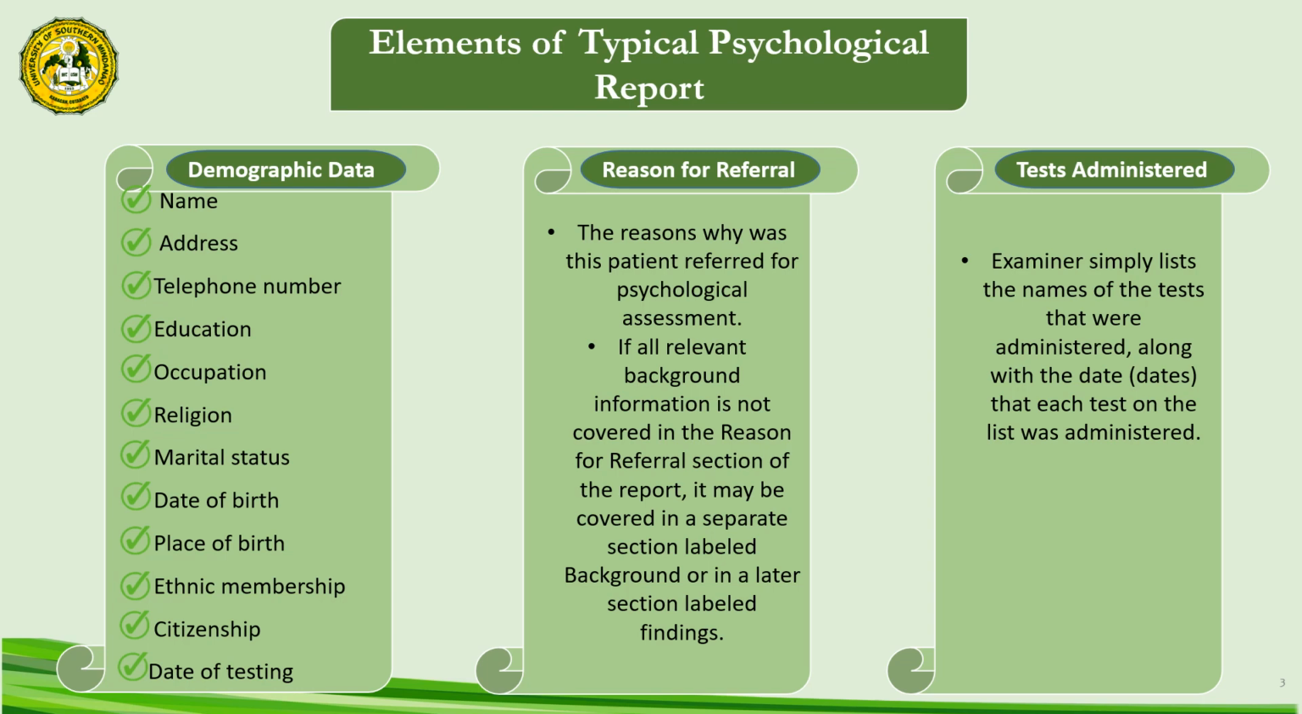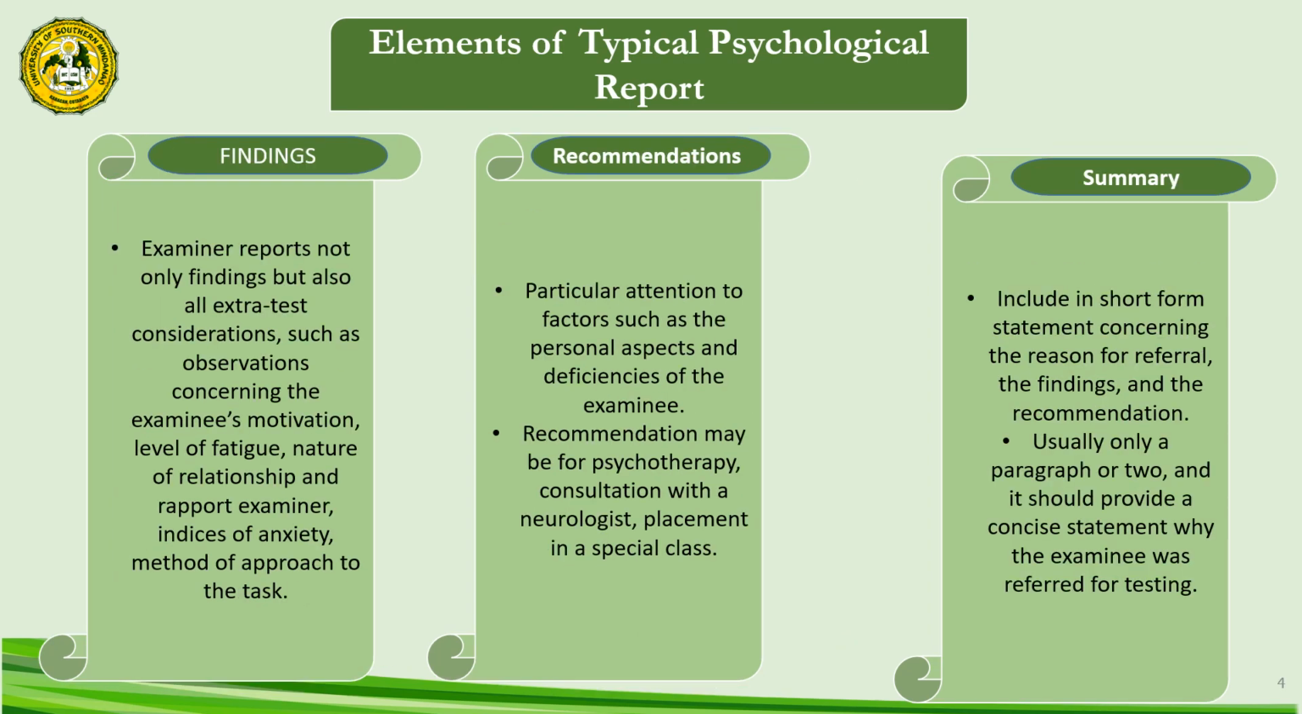So the third element is tests administered. Here, the examiner simply lists the names of the tests that were administered along with the date or dates that each test on the list was administered. Let's proceed to the fourth element, which is the findings.